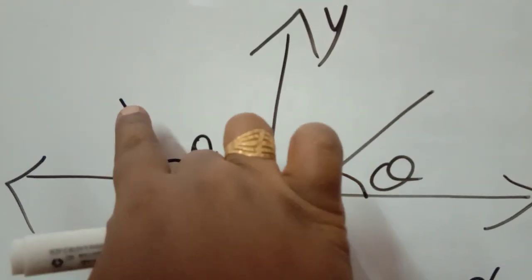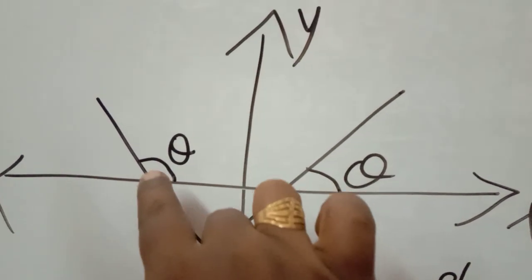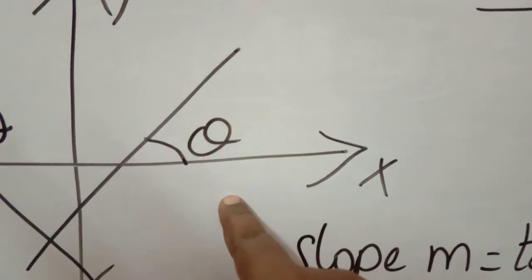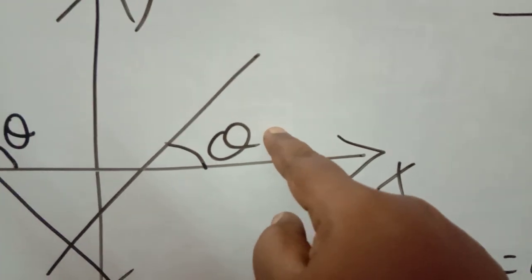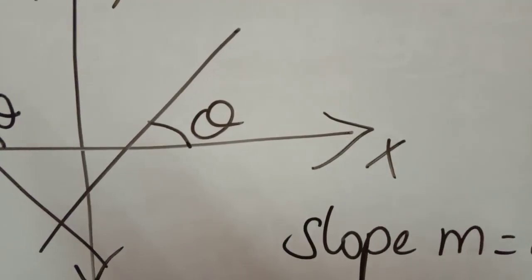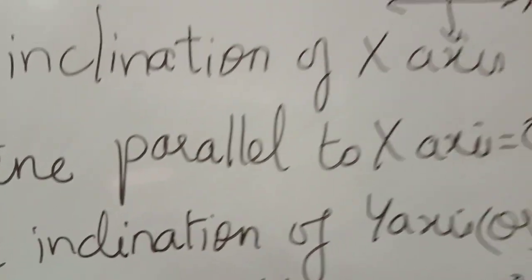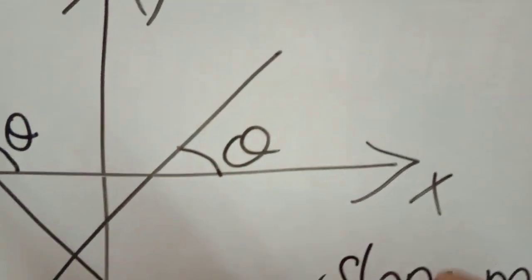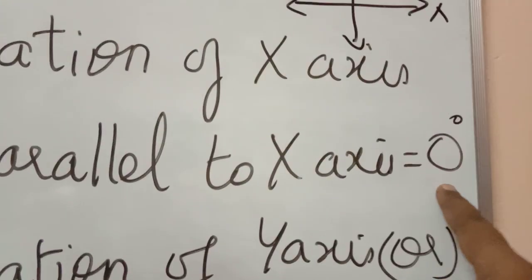Angle of inclination means the line making angle theta with the x-axis, only with the x-axis, not with the y-axis. If a line makes angle theta with the x-axis, then the angle is denoted as theta and it is known as the angle of inclination. Sometimes they will just say inclination. So what is the angle of inclination of the x-axis? What is the angle between the x-axis and the x-axis? It is 0. So the angle of inclination of the x-axis is 0.